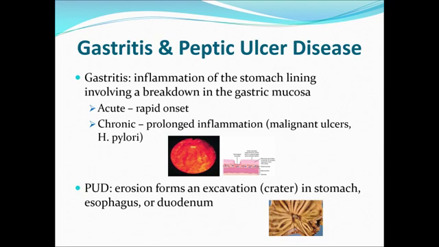Now, gastritis can be acute with a rapid onset, or it can be more chronic where there's a prolonged inflammation. Chronic is typically related to an H. pylori infection, which is a certain type of bacteria, as well as malignant ulcers. Now, peptic ulcer disease is a little beyond gastritis. This is where you have a breakdown in the mucosa, but it actually becomes an erosion. It creates like a crater. And these can be in the stomach, in the esophagus, or in the duodenum, which is the first part of the small intestine.